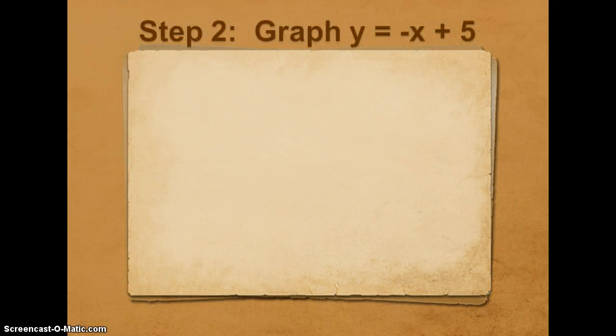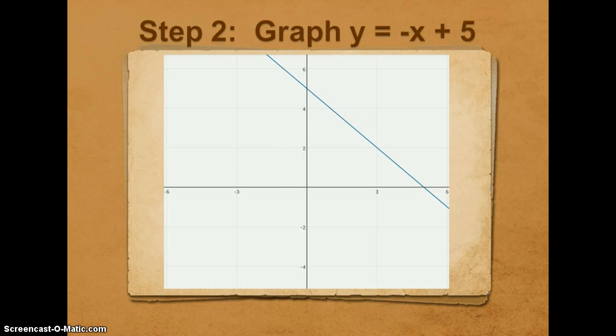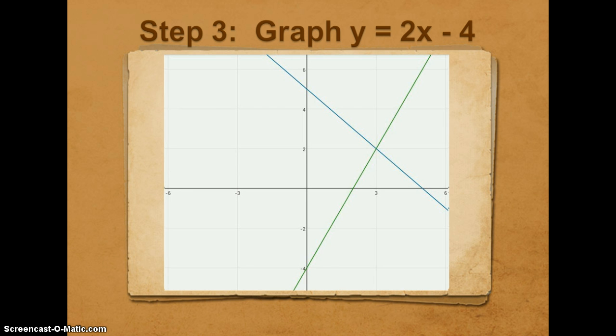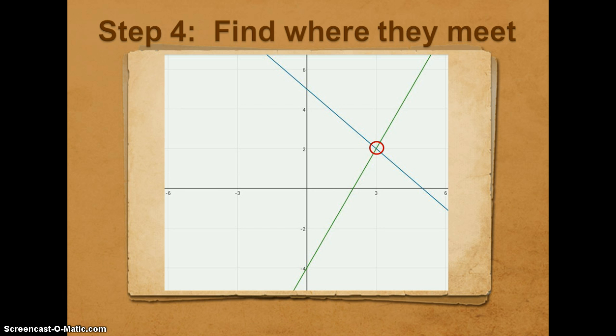Step 2 is to graph y equals negative x plus 5. You start with the 5 on the y-axis. You go down 1 over 1, and here is your graph. Step 3 is to graph y equals 2x minus 4 on the same graph. You start at negative 4, you go up 2 over 1, and there's your line. Find where they meet. 3, 2. This will be your solution to the system of equations.